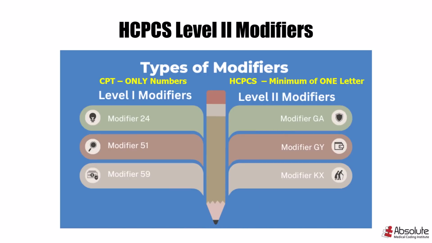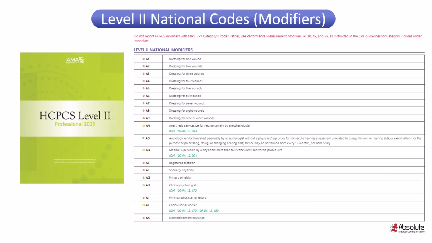Now, let's switch gears and talk about these Level 2 modifiers. Let's go look at them. All right, so this is what they look like. And as I've said before, you have to have a minimum of one letter. So A1, A2, going down, we can see that these are all HCPCS Level 2 modifiers.